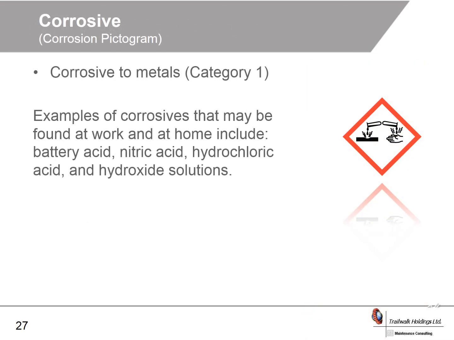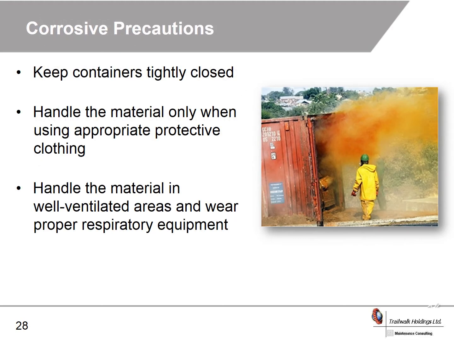The corrosive pictogram identifies corrosives to metals, Category 1. Examples of corrosives that may be found at work and at home include battery acid, nitric acid, hydrochloric acid, and hydroxide solutions. Corrosive precautions include: keep containers tightly closed, handle material only when using appropriate protective clothing, handle material in well-ventilated areas, and wear proper respiratory equipment.